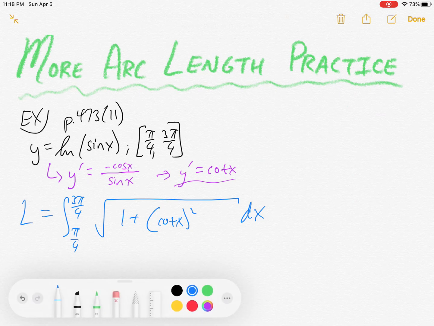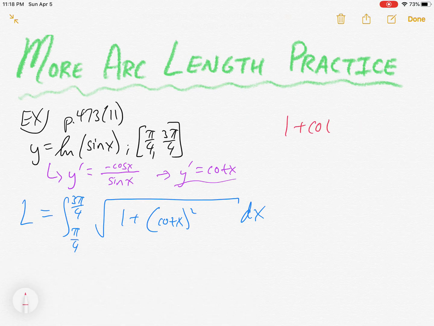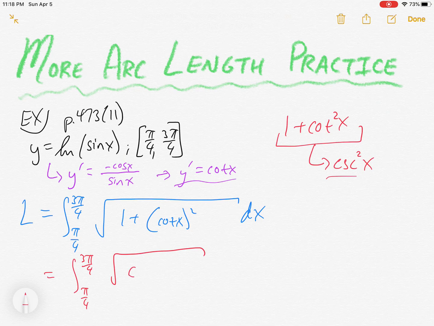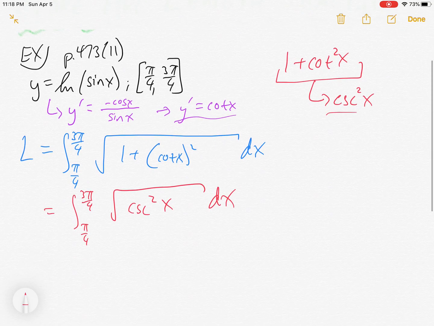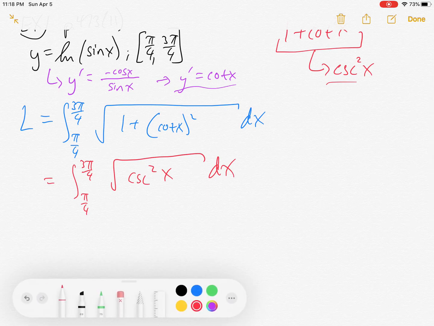And hopefully that rings a bell for you. What is cotangent squared x? You might recognize it more like this: 1 plus cotangent squared x. That's a Pythagorean identity. It's equal to cosecant squared x. Hey, we can replace that. So we have the same bounds, but now we just have cosecant squared x.